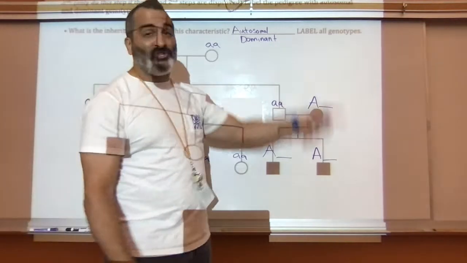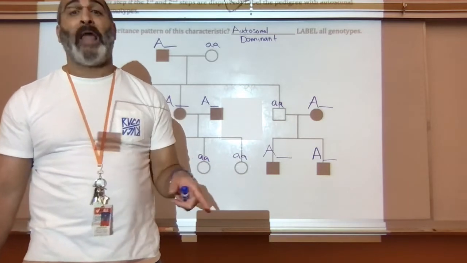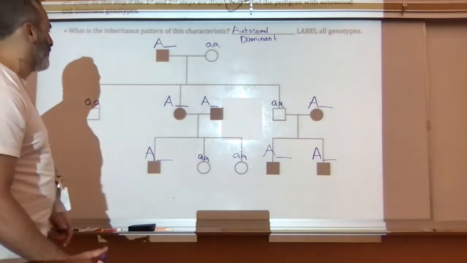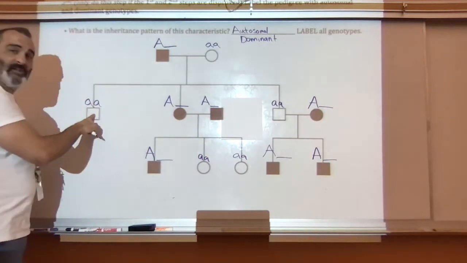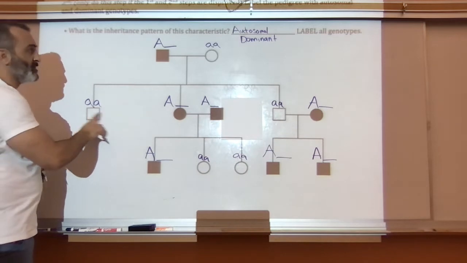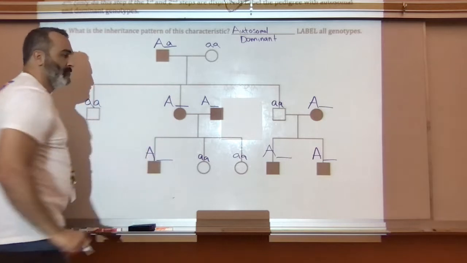It says label all genotypes. I want to know their exact genotype. So we've got to go back and see if we can fill in those blanks. Okay, let's start at the top. This one, we have a blank right here. Look, his son has two small a's. One came from mom, the other came from dad.